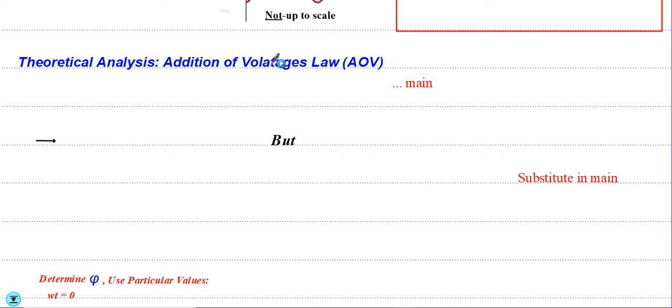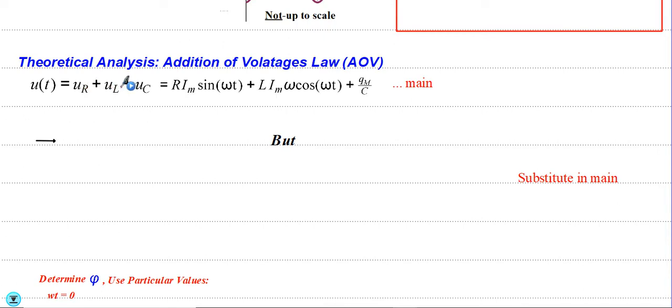Using the addition of voltages is necessary in this case. U of t is U of R plus U of L plus U of C, and U of R is Ri, but I is a function of t. I m sine omega t, so Ri m sine omega t plus L I m omega cosine omega t plus Q over C, using this one. However, we don't know Q of t, so this means that U of t, given by U m sine omega t plus or minus phi, is equal to this equation, the same one, and this one.